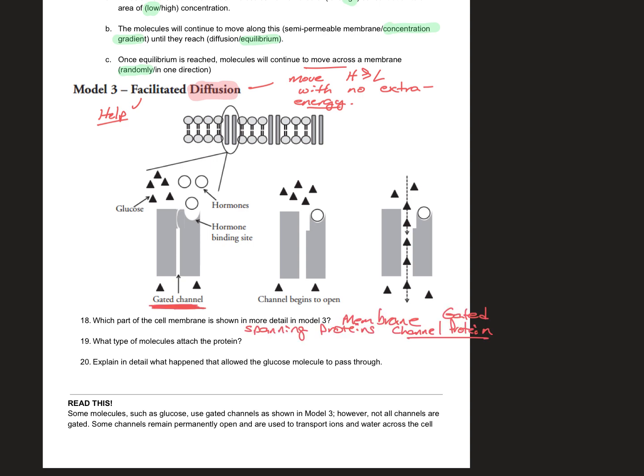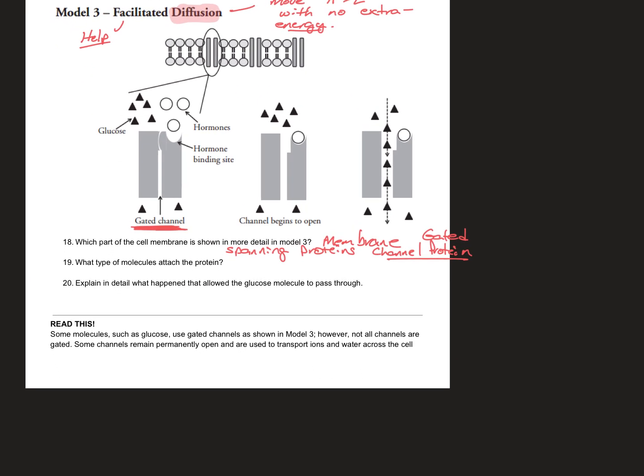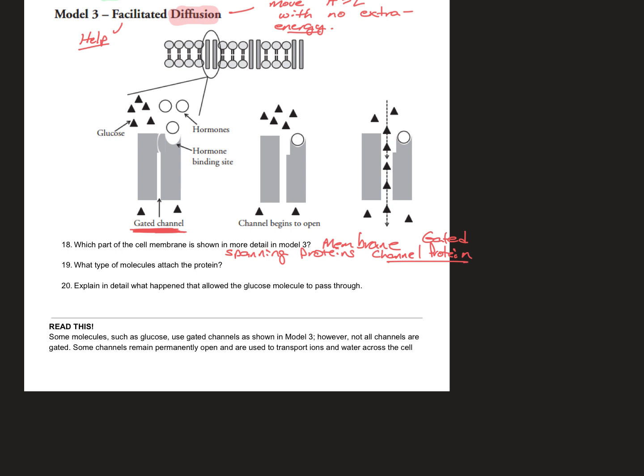So they labeled it membrane spanning protein or channel protein, and you see here it's gated. That's actually labeled here, gated channel. What type of molecules attach to the protein? We call them hormones or signals. Again, I don't see any difficulty here except reading hormones or signals. We covered signals earlier in the year.